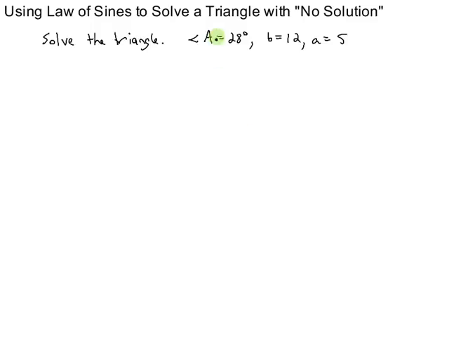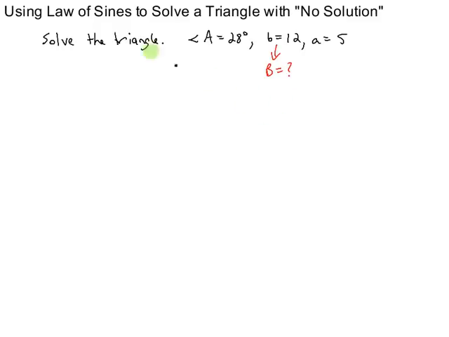So here I've described a triangle where angle A is 28 degrees, side B is 12, side A is 5, and I know I can use my law of sines because I've got angle A and side A, so I've got a matching pair, and then I have one other piece of information. So using the law of sines, the first thing I'll do is find the other half of this. So I'll try to find angle B first.